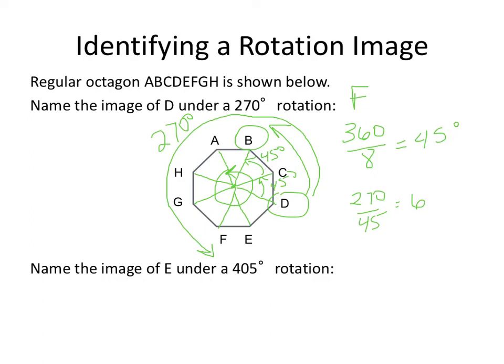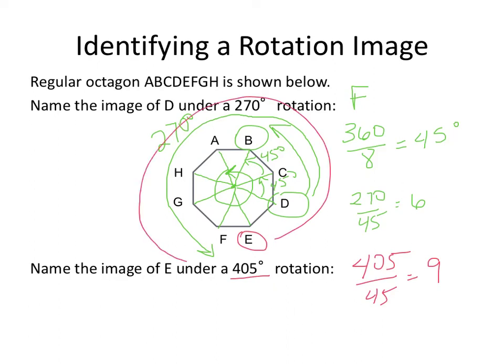Now, the next thing we want to do is name the image of E under a 405 degree rotation. So doing that same thing with 405 divided by 45 yields 9 vertices that we're going to have to go through. Well, we know that 8 of them are in one rotation. So we're going to have a full rotation of 8 plus another one. So the image of E under a 405 degree rotation is going to be D.